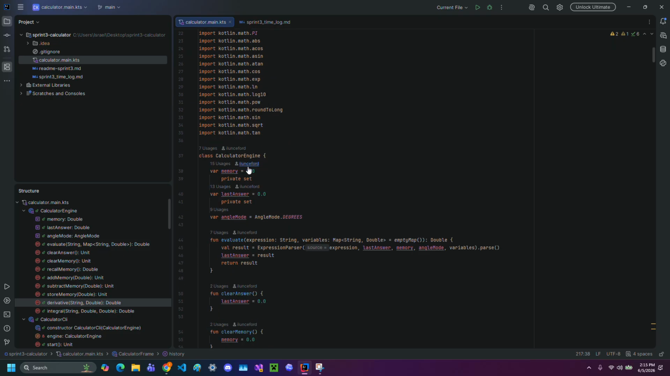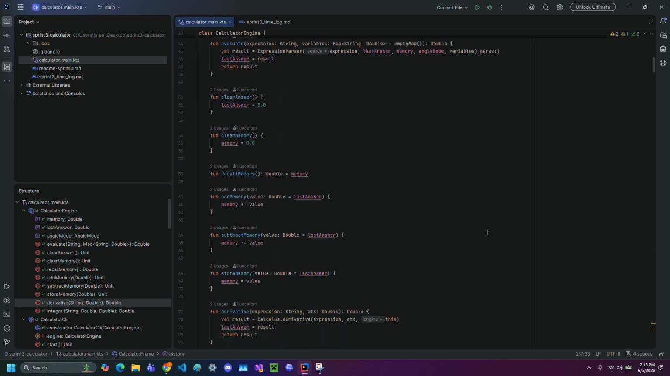Pretty much it runs on a bunch of classes, and the main one is called Calculator Engine. The calculator engine is like the brain of the calculator, where it stores the information such as the memory values, the last answer calculated, and the current angle mode, like radians or degrees.